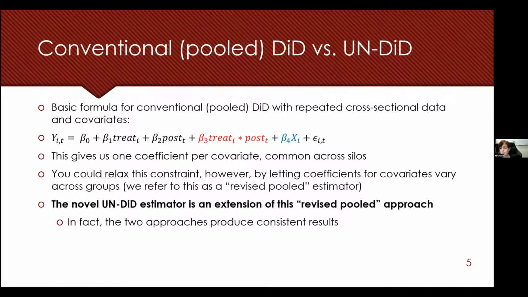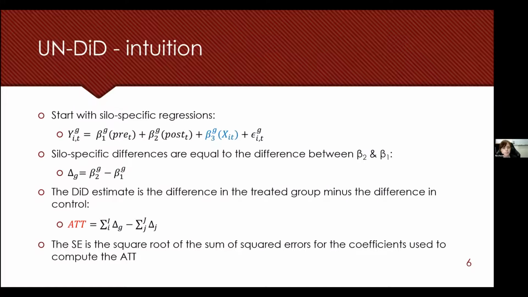Once our economists figured this out and started thinking a little bit more about this, they realized that this novel undid estimator, this extension to difference in differences for unpoolable data, is essentially an extension of this idea of the revised pooled approach. So allowing these coefficients to vary across silos, and then doing some silo-specific regressions and bringing everything together all at the end.